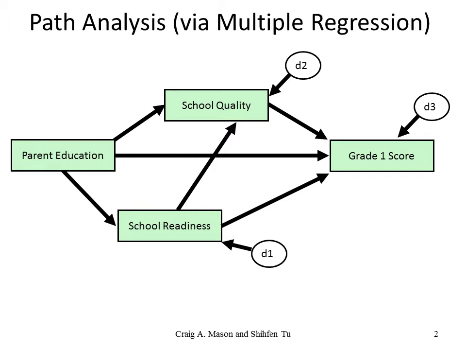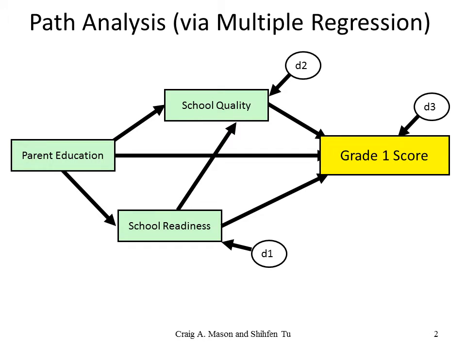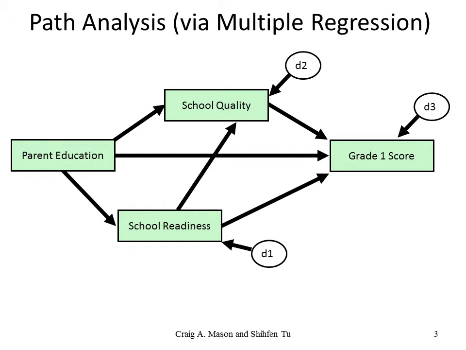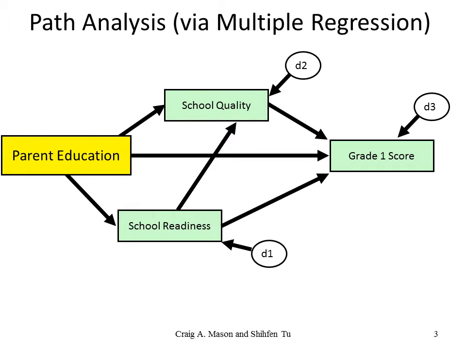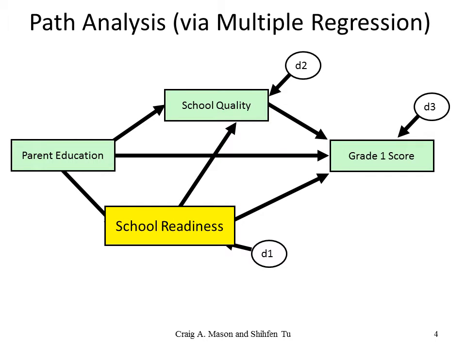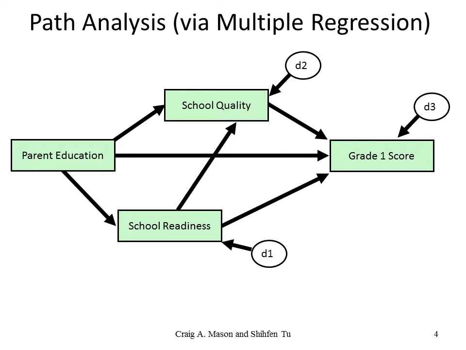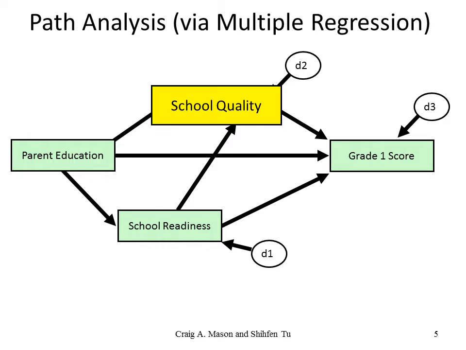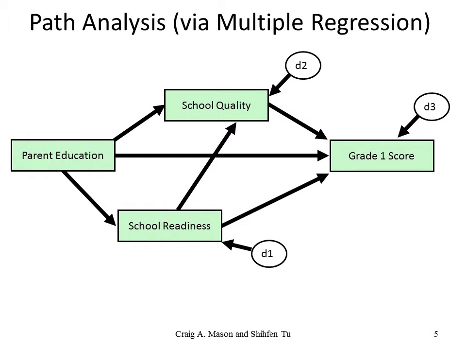Let's say we have 4 variables. Our outcome is first grade reading scores. Our first predictor variable is parent education, which we feel predicts each of the other 3 variables. Our second predictor variable is school readiness when children enter kindergarten, which we feel predicts each of the other 2 variables. Our third predictor variable is school quality, which we feel predicts grade 1 reading scores.